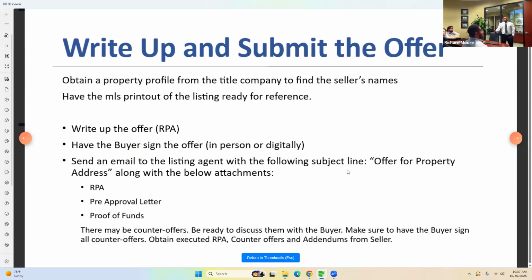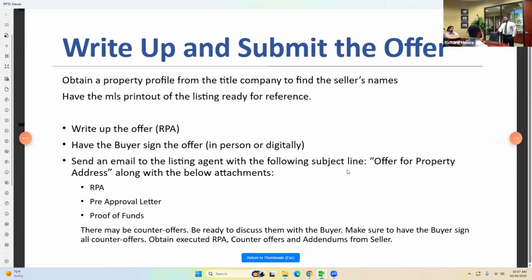So now you're gonna write up and submit the offer. Now that you gave the buyer an idea of what offer to submit, you're gonna obtain a property profile from the title company. It's gonna have the seller's name because you're gonna submit the offer to the seller. And if it's still not clear, you can call the listing agent and ask them what the seller's name is, because it's a contract that the buyer's offering to the seller with their names on it. So you're gonna write up the offer. You're gonna have the buyer sign the offer.